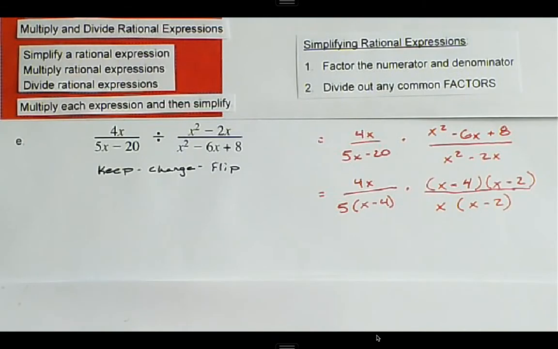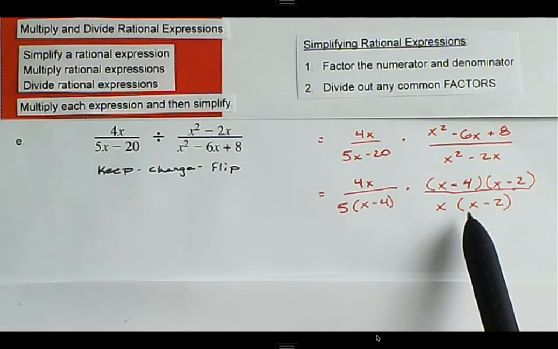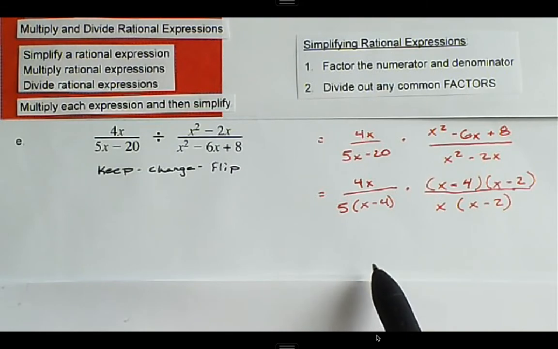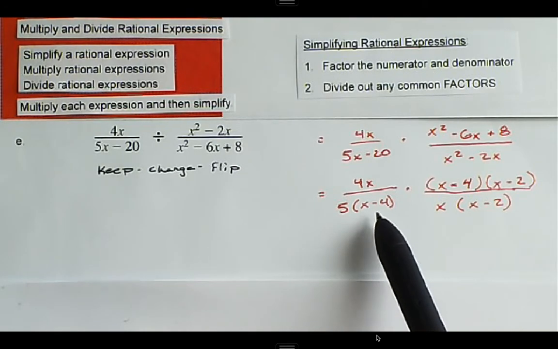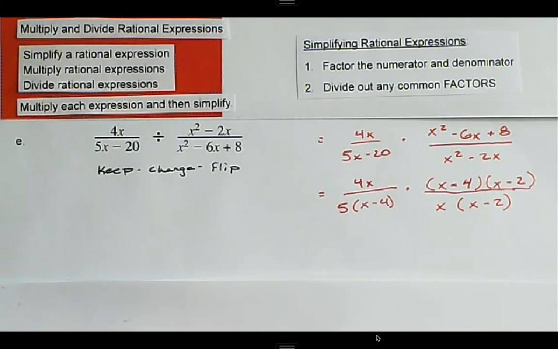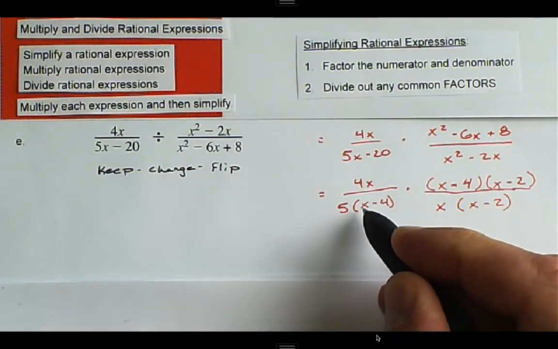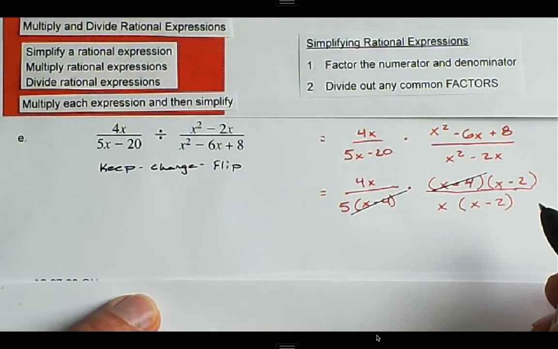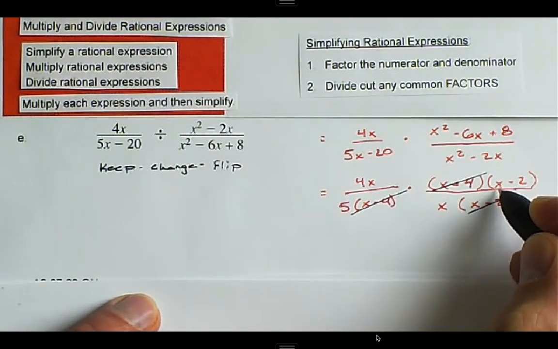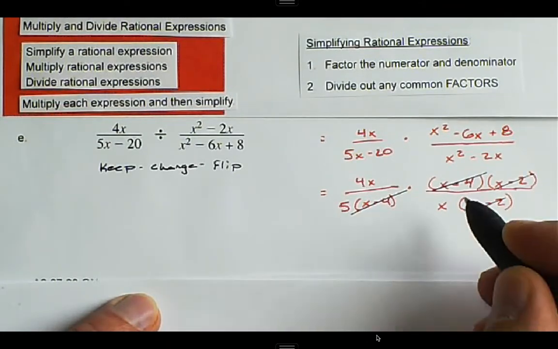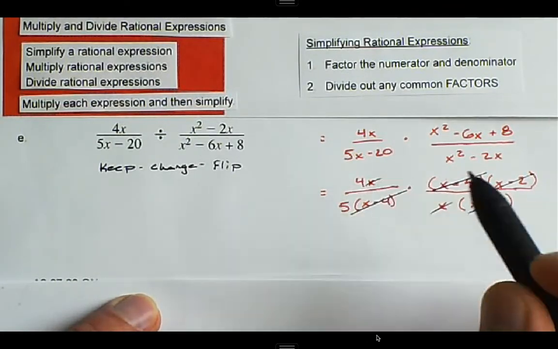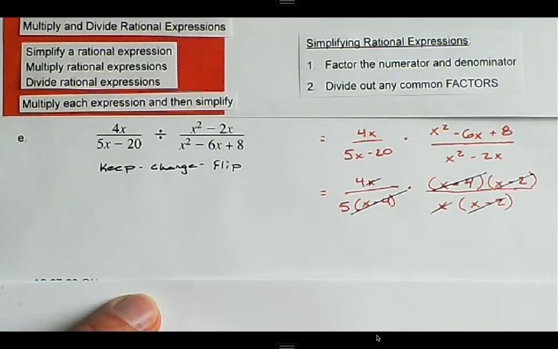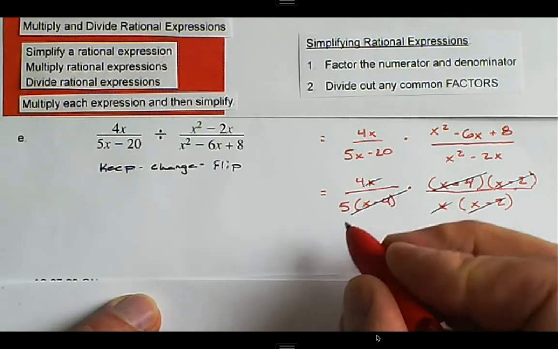Now we can take a look and see what we have in common. We have all factors joined by multiplication, and the only subtraction is inside the factor. So here we have an x minus 4. That cancels x minus 4 in the numerator. And then we have an x minus 2. That cancels the x minus 2 in the numerator. And then we have an x and an x. And what we're left with is just 4 over 5.